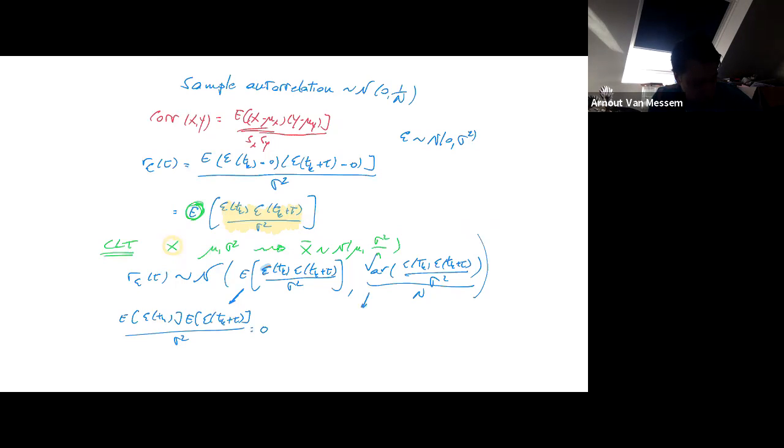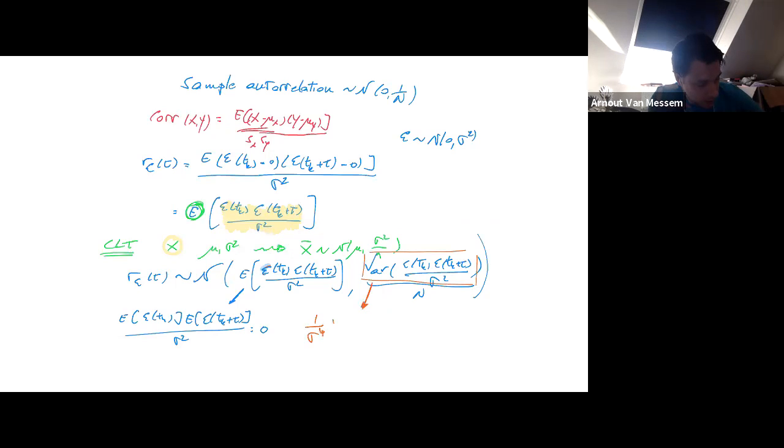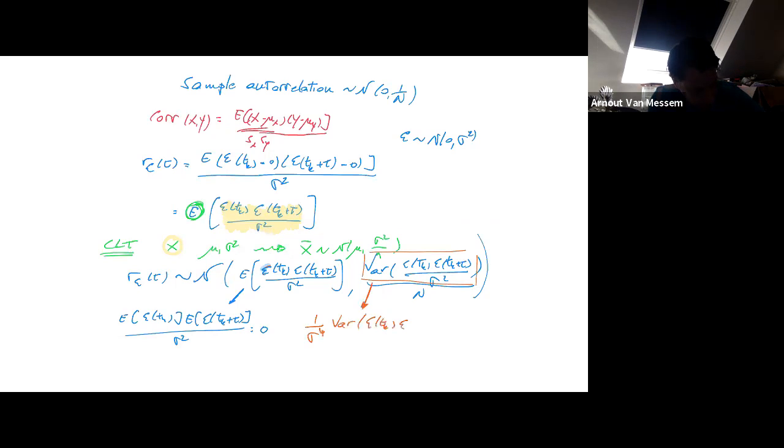For the variance, let's just look at the upper part, and keep in mind that we have to divide by n. So we will calculate this one. The variance of a random variable times a random variable divided by sigma squared. Sigma squared is a constant, so we can take it out, but it will get squared. So it gets 1 over sigma to the power 4 times the variance of epsilon tk times epsilon tk plus tau. And then we have to use a property of a variance of a product.